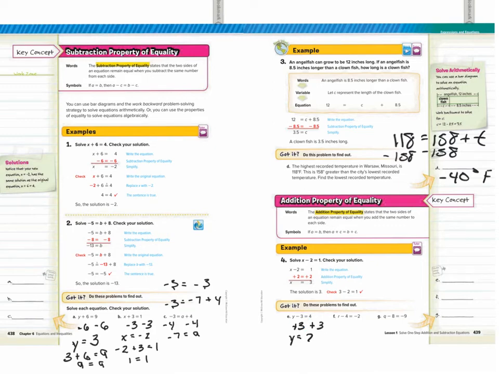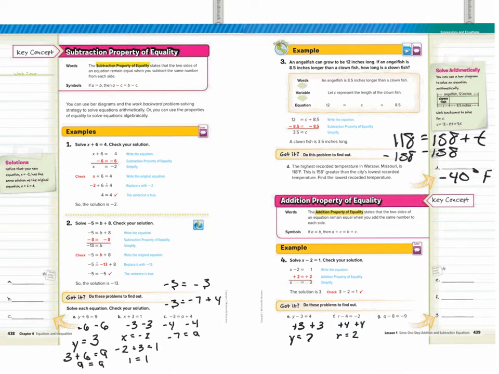R minus 4 equals negative 2. We're going to add 4 on both sides of the equal sign. R equals negative 2 plus 4, which is positive 2. And then again, we'll use substitution. Take this 2 and put it into the equation. 2 take away 4 equals negative 2.